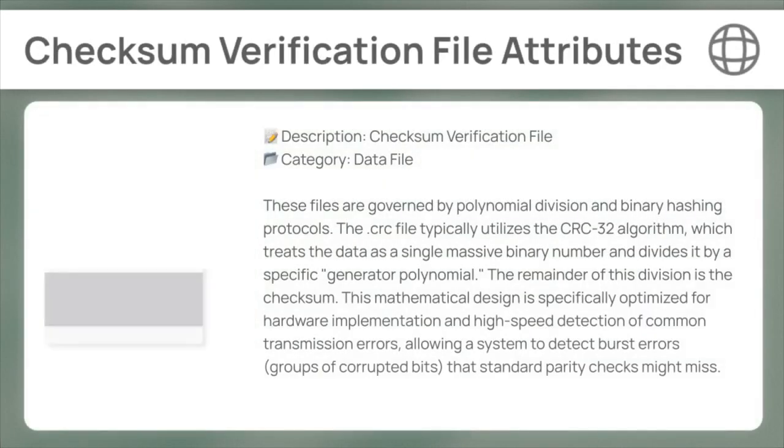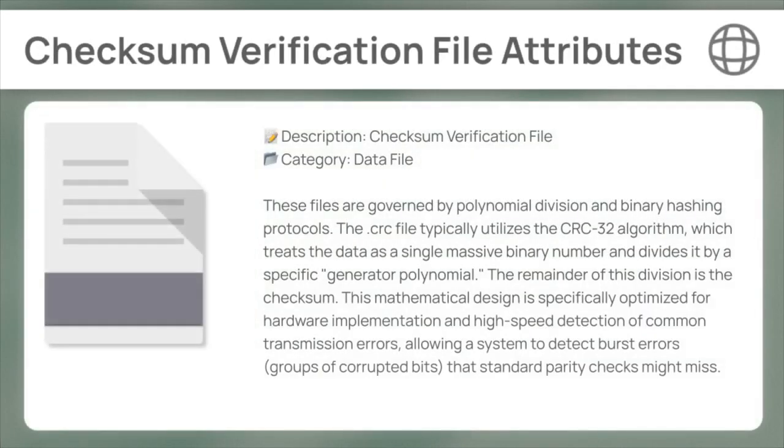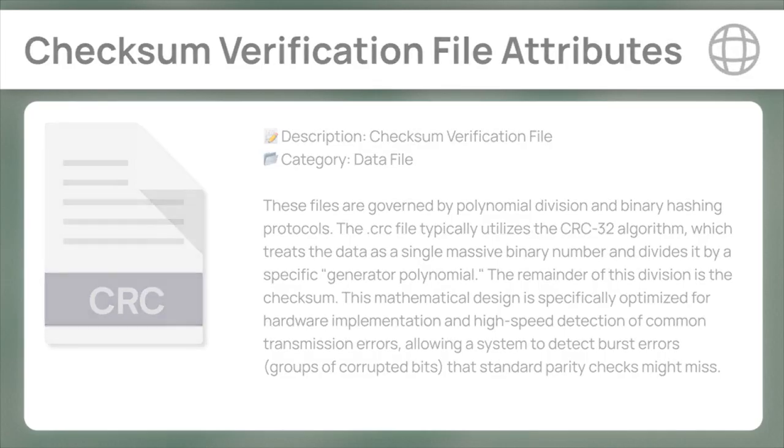These files are governed by polynomial division and binary hashing protocols. The .crc file typically utilizes the CRC32 algorithm, which treats the data as a single massive binary number and divides it by a specific generator polynomial. The remainder of this division is the checksum. This mathematical design is specifically optimized for hardware implementation and high-speed detection of common transmission errors, allowing a system to detect burst errors, groups of corrupted bits, that standard parity checks might miss.